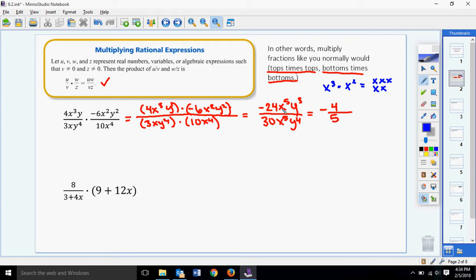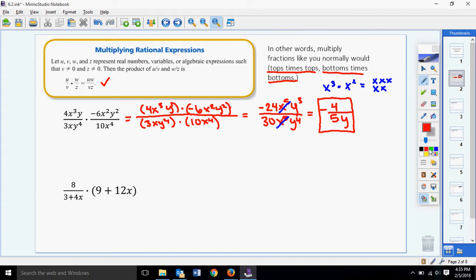Well, I have x to the fifth in the top and x to the fifth in the bottom. So there are no more x's, they divided out. However, the y's, I have 3 in the top and 4 in the bottom. So there are more in the bottom and there's 1 more. So I have y to the first in the denominator. And if it's to the first power, I don't have to write the 1 with it. So my simplified multiplied rational expression is negative 4 over 5y.